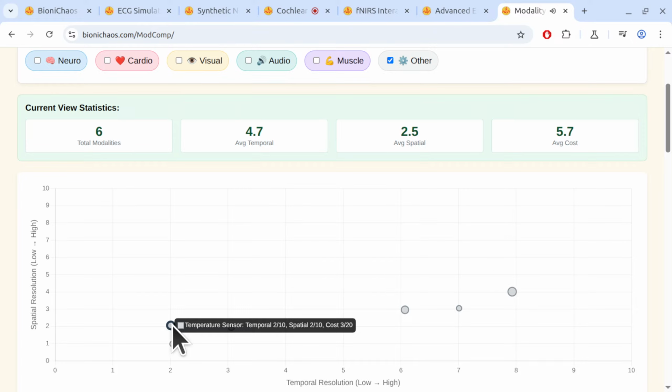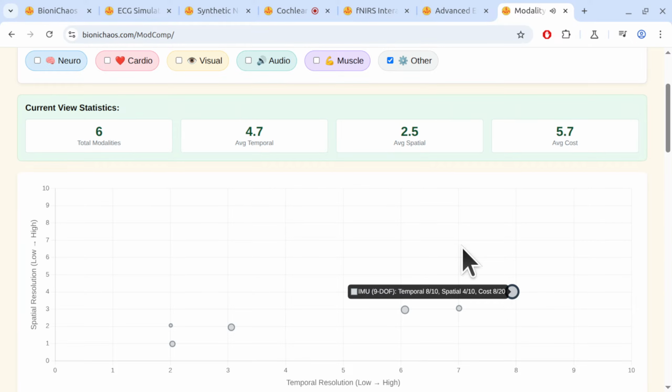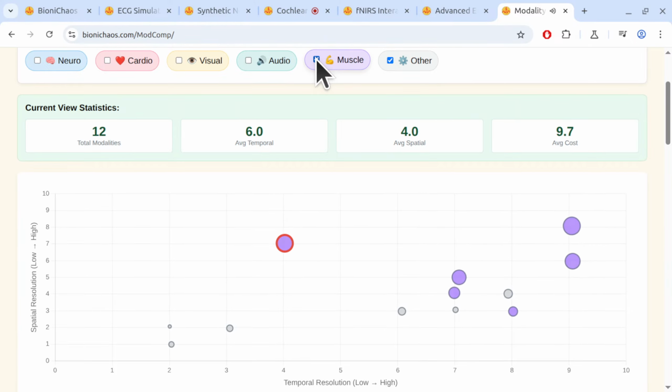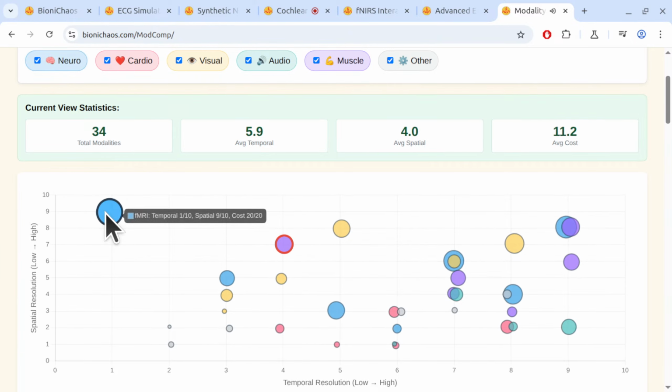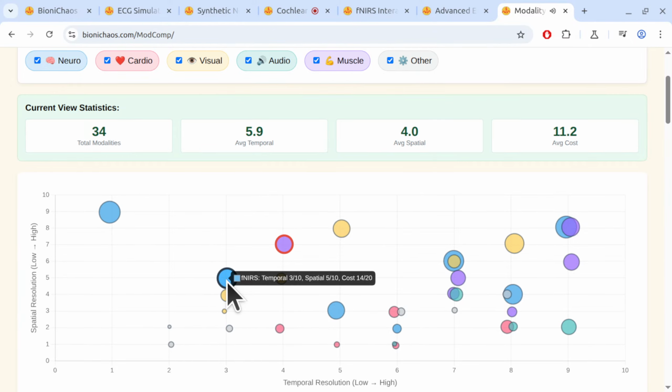Right. So looking at this whole map of sensors, what's the big takeaway, the pro tip for someone trying to navigate this? Well, look at the chart's layout. The top right corner. That's your high-performance, high-cost stuff. Cutting-edge, expensive. Think fMRI, MEG. The bottom left. That's where you find the cheaper, often lower resolution, but maybe more accessible options. Your webcam, your temperature sensor, consumer ECG. So the quadrants tell a story about performance versus cost.